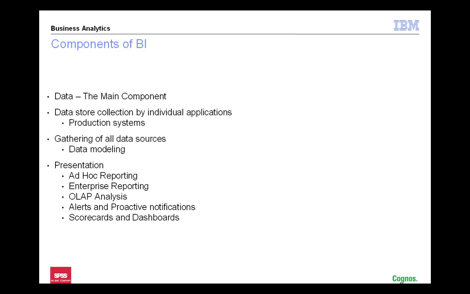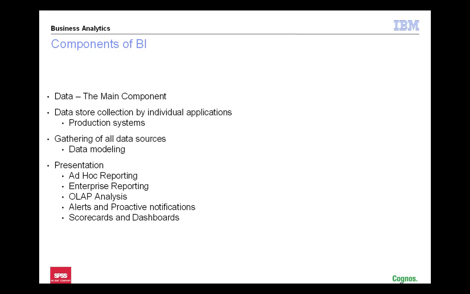Then we have the components of BI. In the components of BI, the first part is data, which is the core component. This comes from the transactional systems that we have in the enterprise, the transactional or production systems. That is where the data is coming from, and then we need to gather this data and club it into a single place. That is called a data model, and the process is called data modeling.